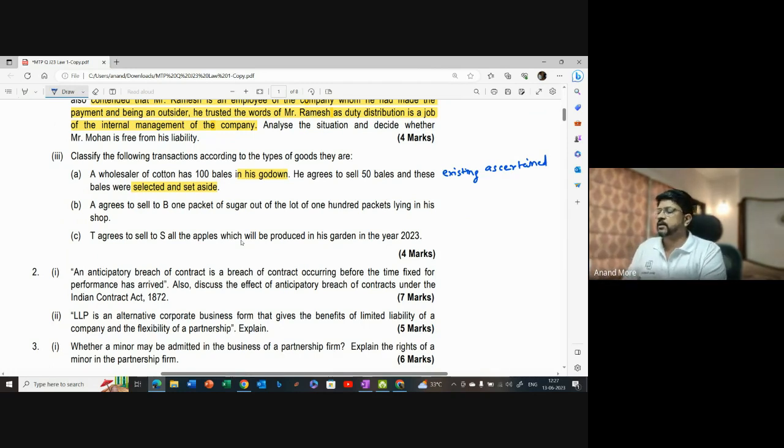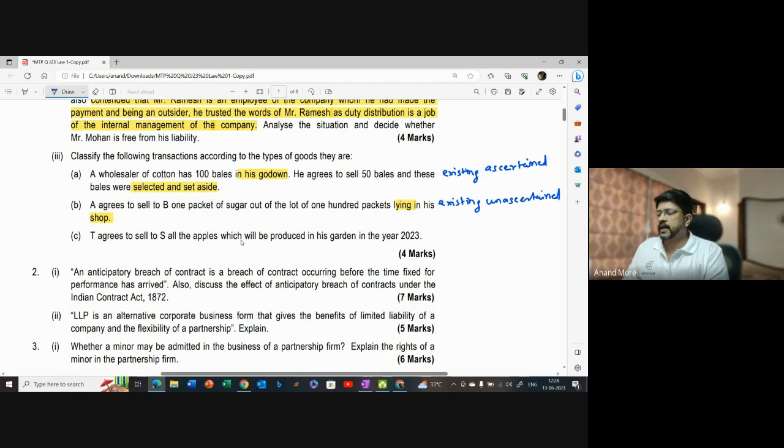Okay. Next one, Mr. A agrees to sell B 1 packet of sugar out of a total lot of 100 packets lying in his godown, lying in his shop. Okay, very good. Since they are already lying, that means they are again existing goods, but 1 packet out of 100. Now, which one is not selected? Which one is not set aside? That means these are existing goods, but they are unascertained goods. So I'll say it is existing, but unascertained.